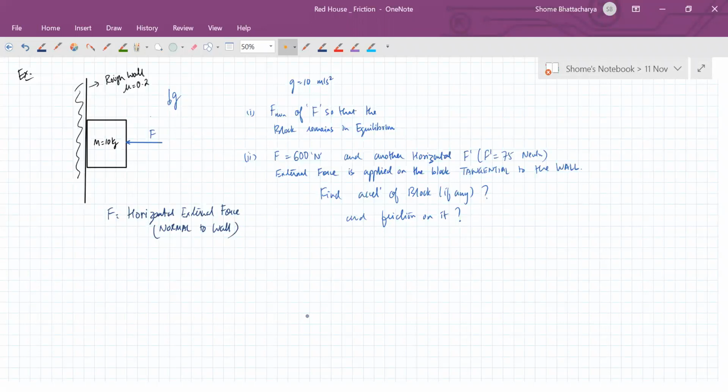The net tangential force, the net force which is tangential to the surface. Now in this case the surface is the wall, no? It's a vertical surface, so that net tangential force includes gravity. That is where the question is really interesting.